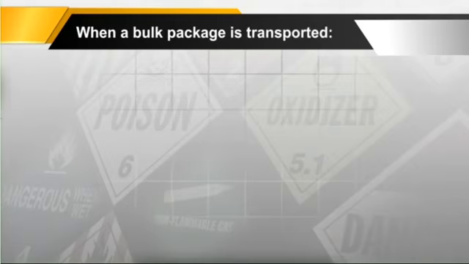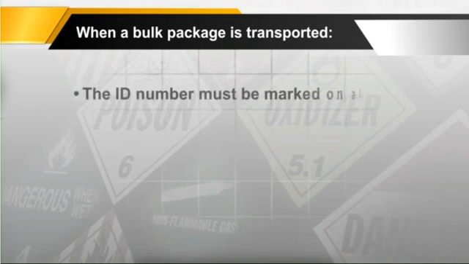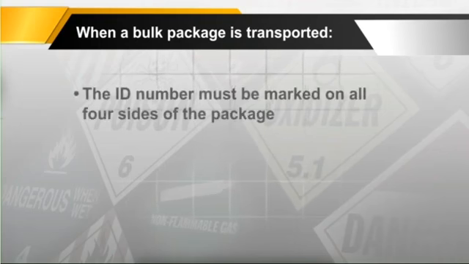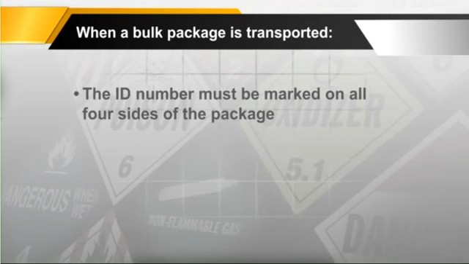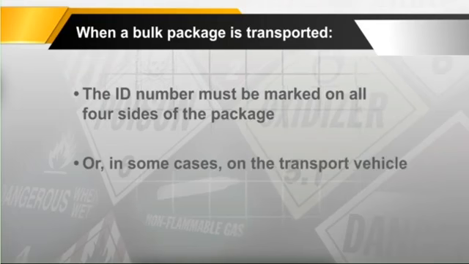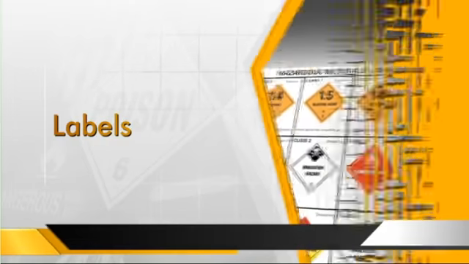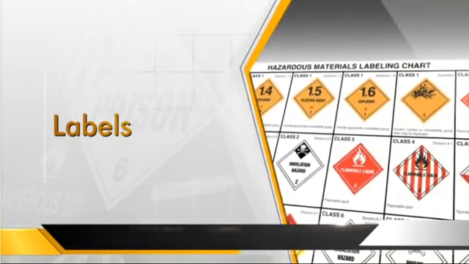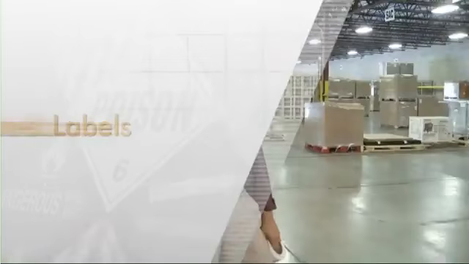Generally, when a bulk package, such as a portable tank or cargo tank, is transported, the identification number for the hazardous material it contains must be marked on all four sides of the package, or in some cases, on the transport vehicle itself. You can see by the different marking requirements that how a hazardous material is packaged and marked is critical to its safe transport.